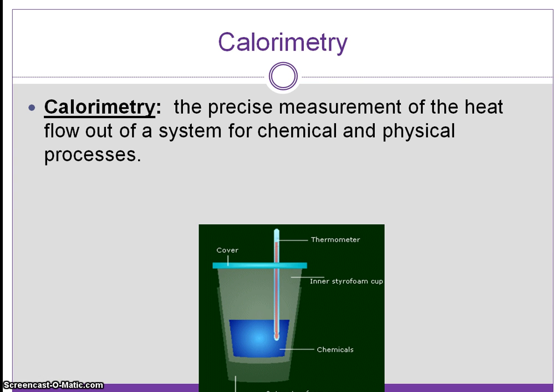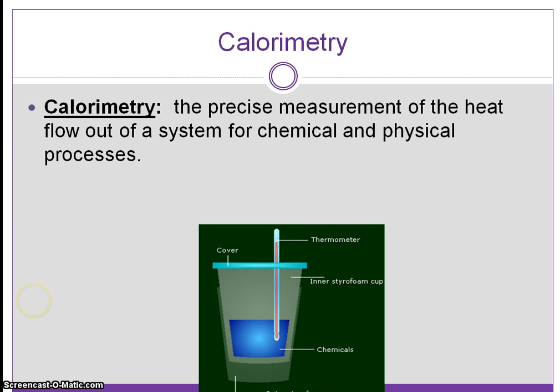So calorimetry is the precise measurement of the heat flow out of a system for chemical and physical processes. So the idea is if you have a reaction, like let's say we have an exothermic reaction, you can't actually measure the temperature change for the reaction particles themselves, and you also don't know the specific heat for a reaction. So in order to calculate the heat, the Q value, what you do is you put it into water, because when it's aqueous it flows better, and the water that's surrounding the reaction is going to absorb the energy. So you've got the reaction giving off energy, and the water surrounding it absorbing the energy.